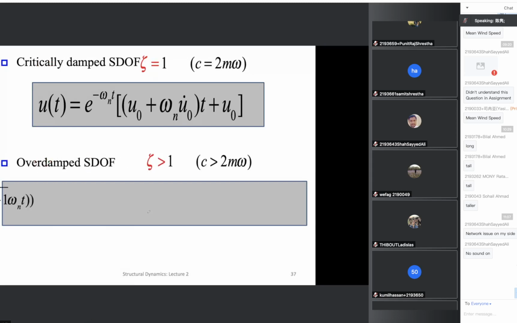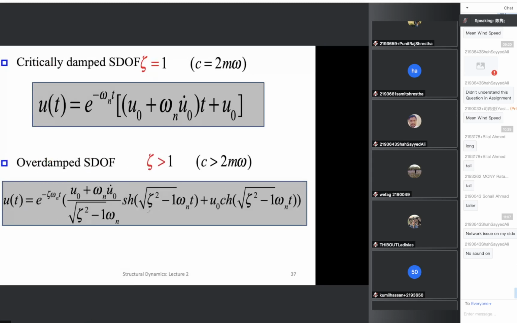So I just give you the solution for the overdamped SDOF system. We will not derive this. If you are interested in the overdamped system, you can use this equation. This is for overdamped, and this one is for critically damped. But in civil engineering, we normally deal with lightly damped systems.